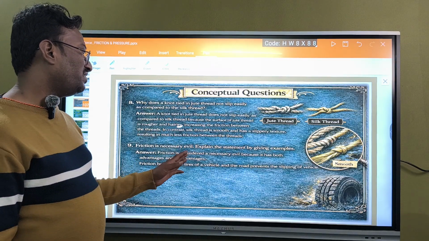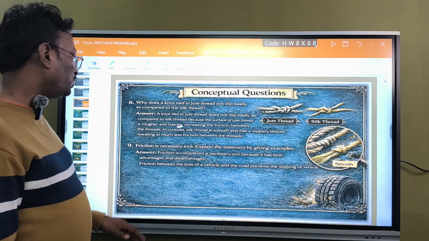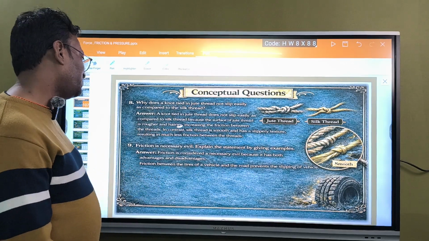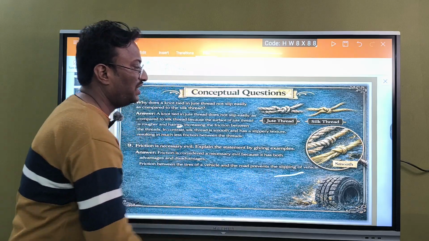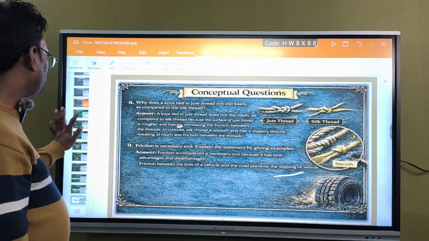Friction is necessary, explain the statement. Friction is considered to be a necessary evil because it has both advantages and disadvantages. Friction between the tires of the vehicle and the road prevents slipping of the vehicles.